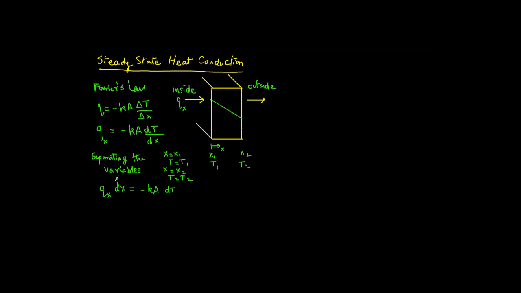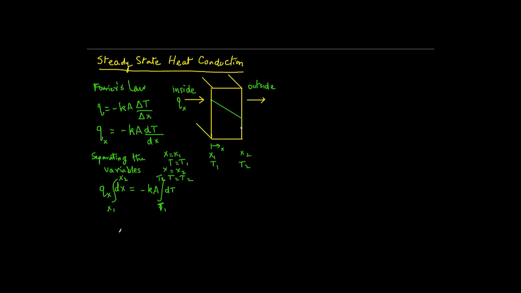So we will integrate x from x1 to x2. So on the left hand side we have an integral for dx, x1 to x2, and also we have an integral on the right hand side, T1 to T2. Note that I kept Qx outside the integral on the left hand side and minus kA outside the integral on the right hand side because they are constant terms.